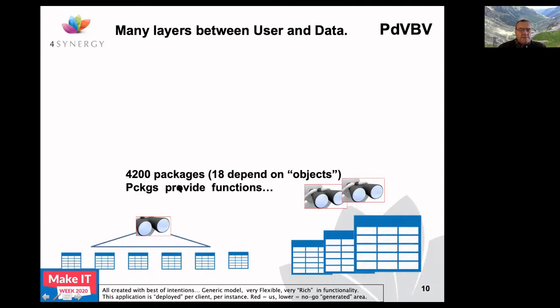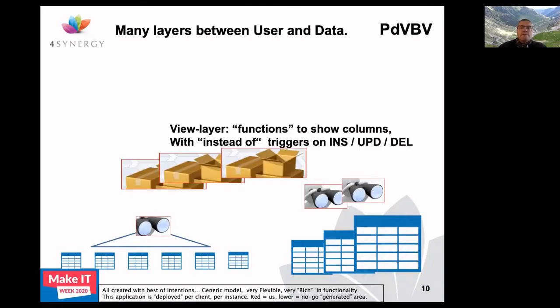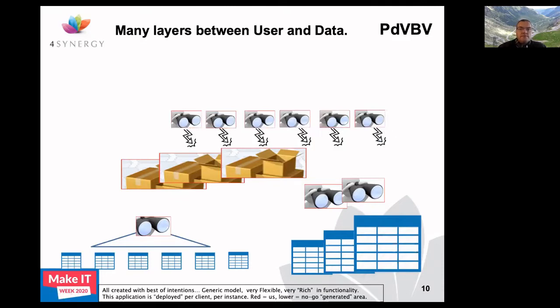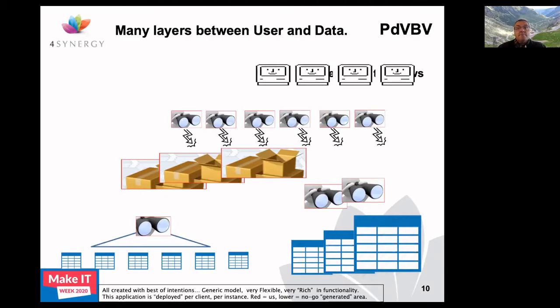18 of those packages depended on the object view. And those packages mostly provided functions. So a package consisted of 20 or so functions in there. The functions were used in the views. So those functions became the columns of the views, and the views had instead-of triggers to cover for insert, update, and delete in certain cases. There's the views with the logic behind them. Then above that we have a front end using front end code screens, a fairly thin web-enabled front end.